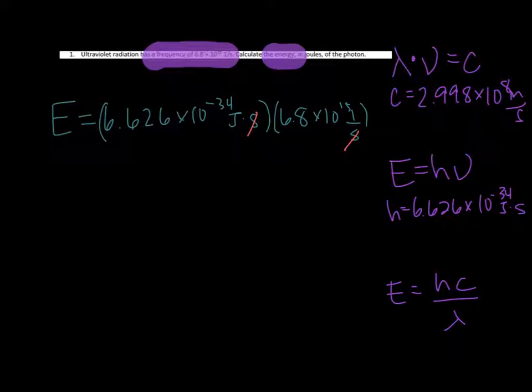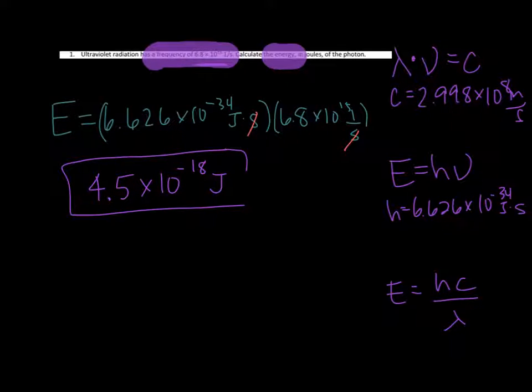And what I end up getting as my answer is 4.5 times 10 to the negative 18. As for sig figs, I was given 2 sig figs in my problem right here, and so I'm going to keep 2 significant figures in my answer. And the unit left over is joules, and I was looking for energy in joules. And so that's it.